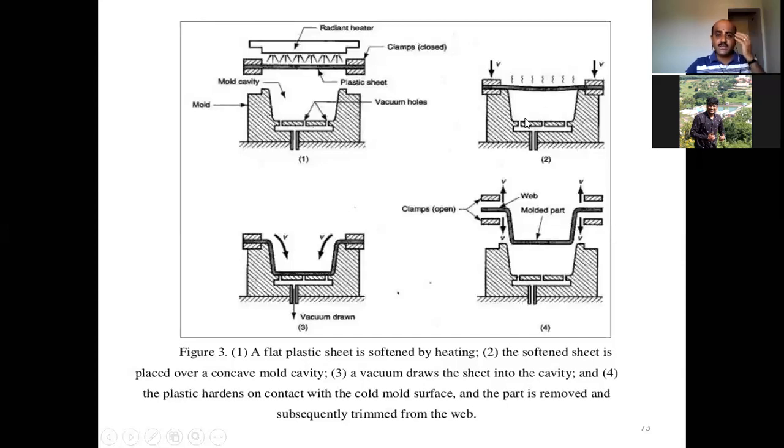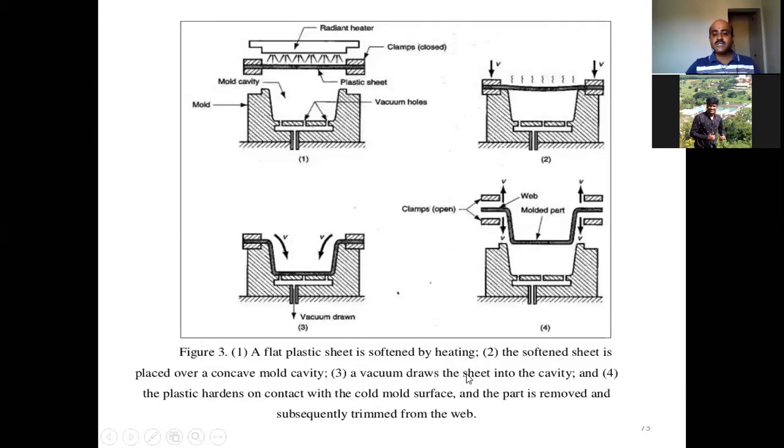In the third step, a vacuum draws the sheet into the cavity. Here you can observe the vacuum holes. Once you keep a hot, softened sheet and create a vacuum inside the mold cavity, the sheet is drawn. It is deformed, or formed, by means of the vacuum. So vacuum drawing is what we can see in the third sketch here.